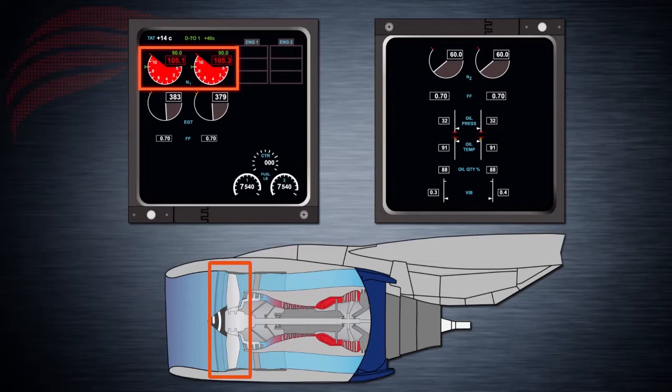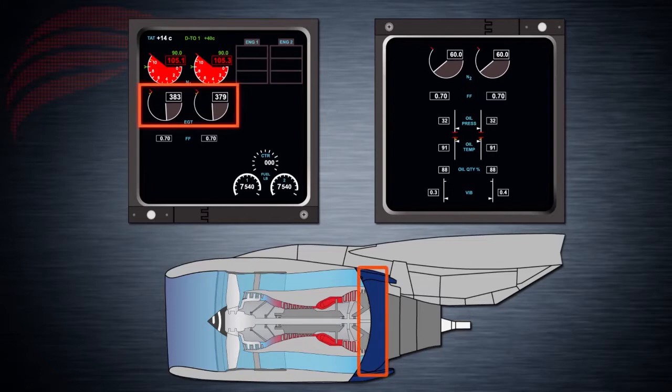The EEC computes the maximum rated thrust for the engine during all phases of flight, and it shows as an orange color bug. The active flight phase is shown immediately above both engine N1 instruments.